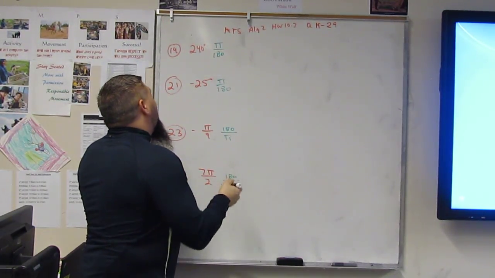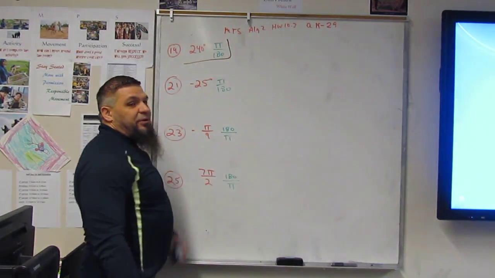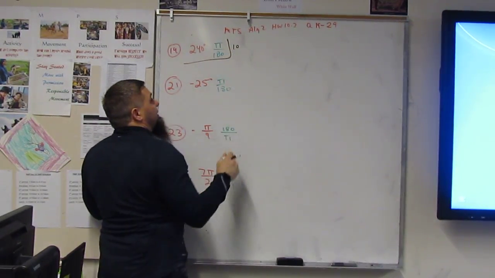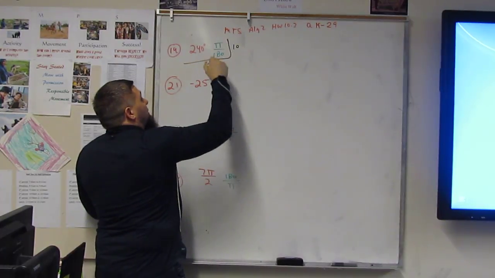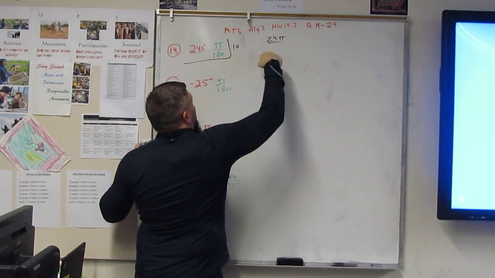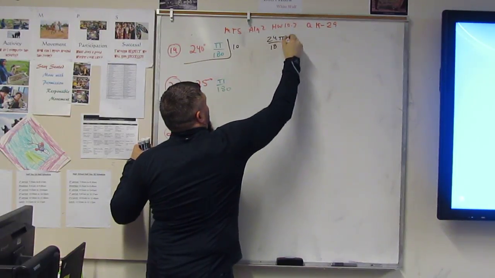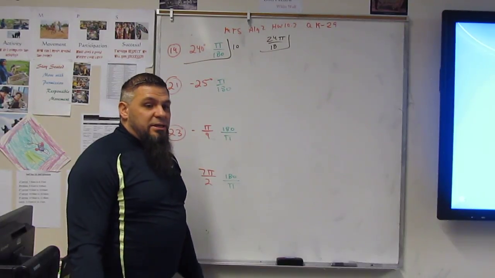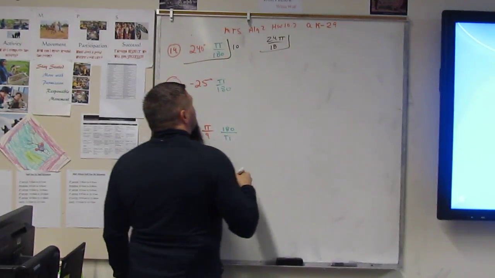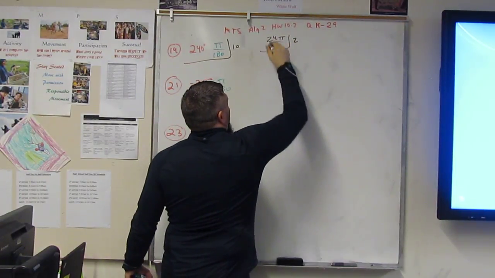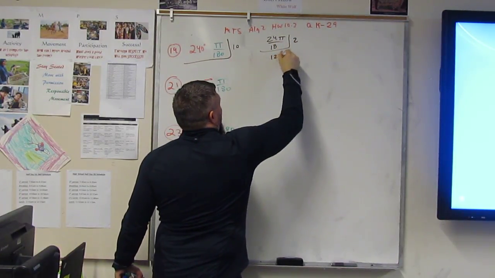Now, I like to just do the upside down division. And so I know that 10 goes into here, 24 pi over 18. Then I do it again. What goes into 24 and 18? 2. And that's going to be 12 pi over 9.